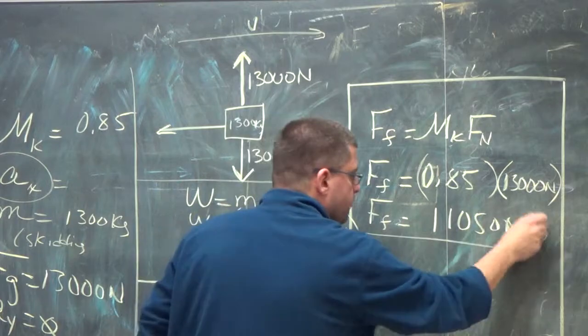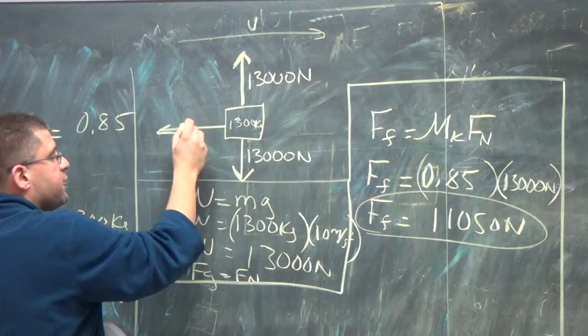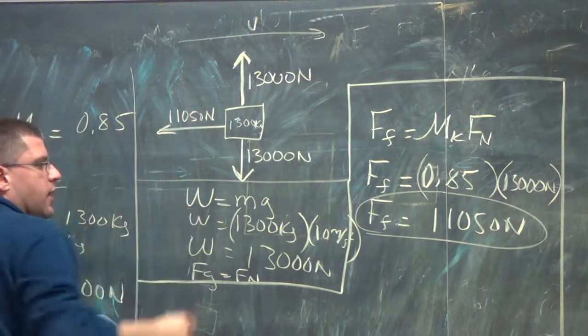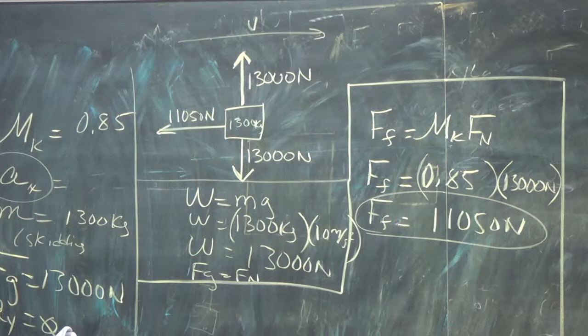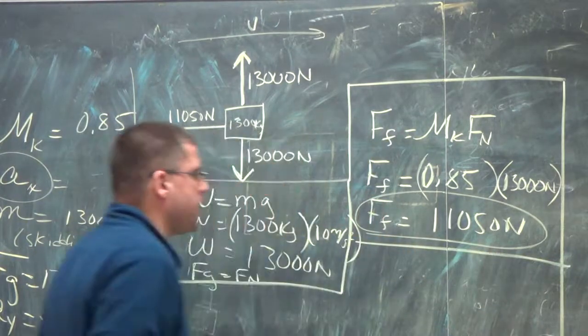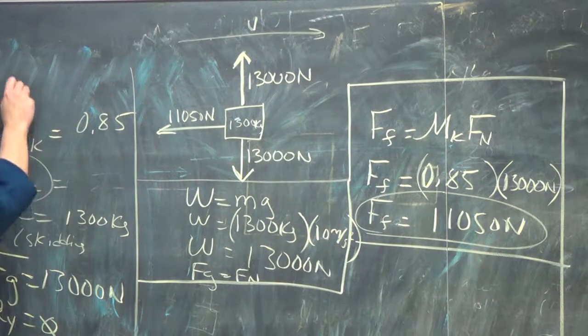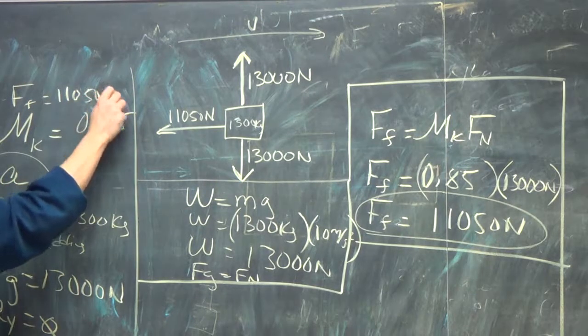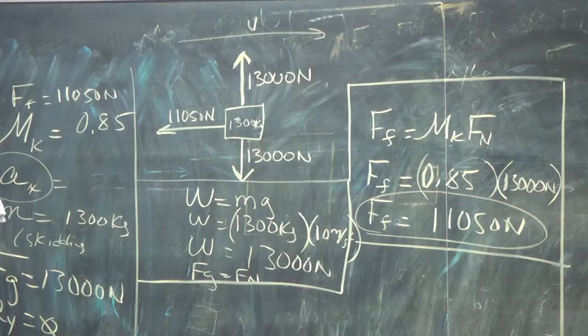So now that's the force of friction. So now we know that is the net force, and it's going in the leftward direction. Okay. So now that is taken care of. Are we done? We now know the force of friction, 11,050 newtons. Are we done? No, we still need to solve for acceleration in the x direction.